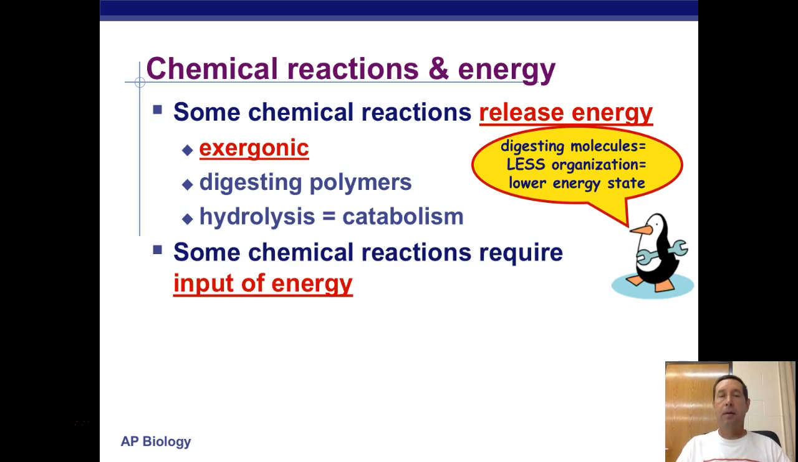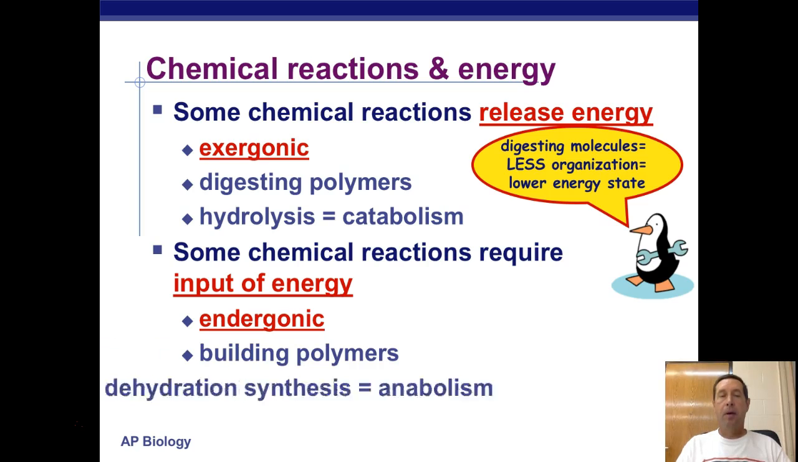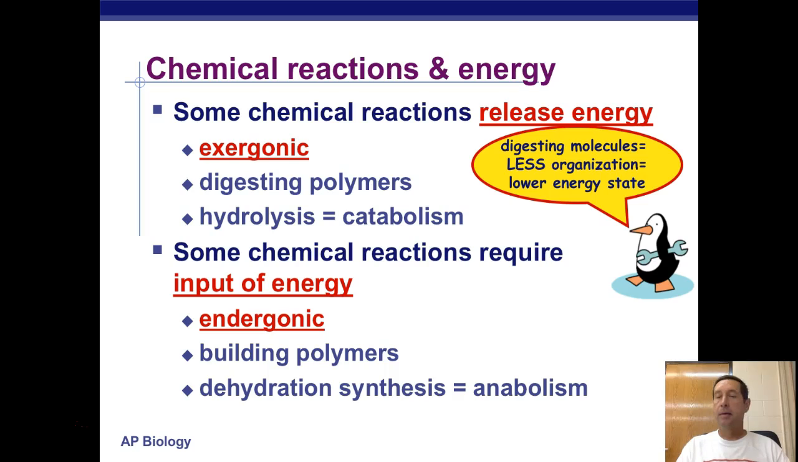Some chemical reactions require an input of energy. In fact, most of them do. If energy is absorbed in the reaction, it's called an endergonic reaction. Building polymers would be an example of this, dehydration synthesis. In these types of reactions, the products have more energy than the reactants do.